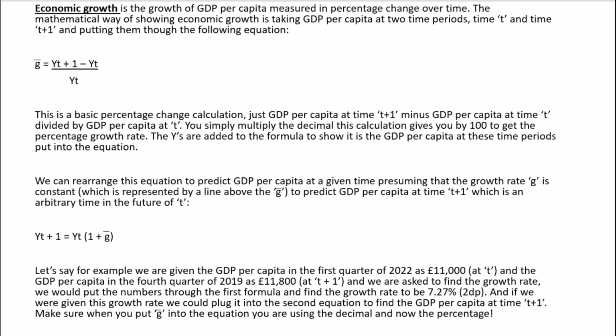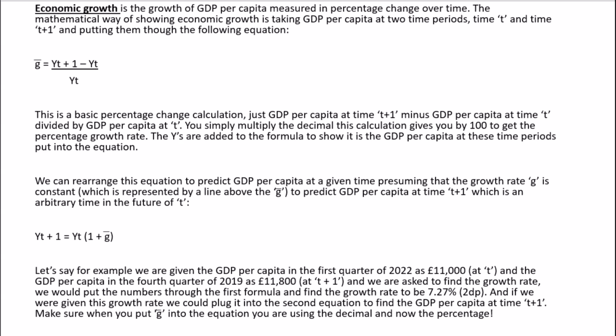And it gives us a decimal, and as you probably know, we just multiply that decimal by 100 to get it as a percentage growth rate. The y's are added to the formula to show that we're talking about GDP per capita at these time periods rather than just the time periods themselves. So GDP per capita at this time, let's say it's 2009, minus GDP per capita at this time, let's say it's 2008, over GDP per capita at 2008 again.